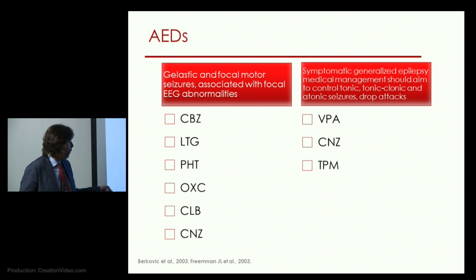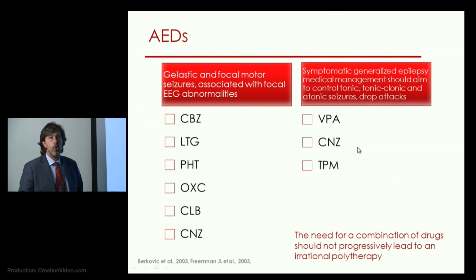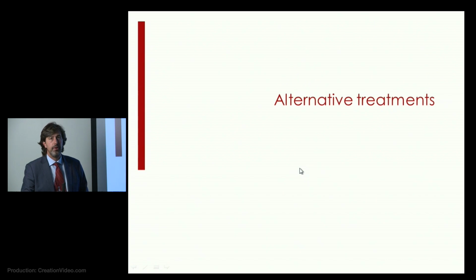In cases in which there was very bad control, clobazam or clonazepam were added. And on the other side, in patients that presented with the more severe phenotype with generalized seizures, valproate, clonazepam, and topiramate were reported as the drugs that might help more. Anyway, we should not harm the child, and we do not prescribe an irrational polytherapy.